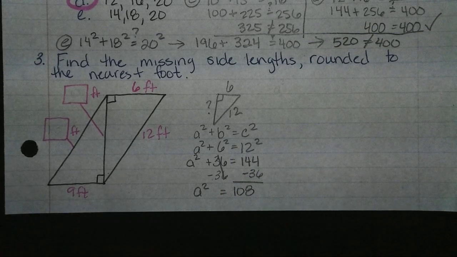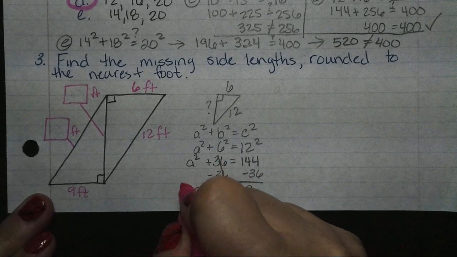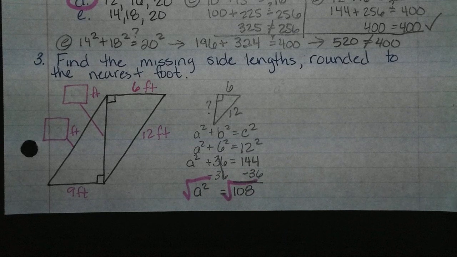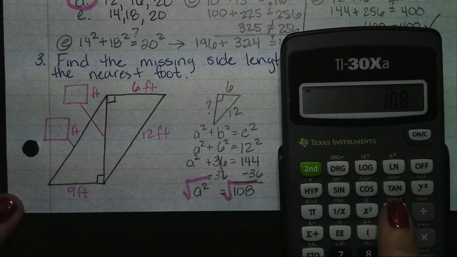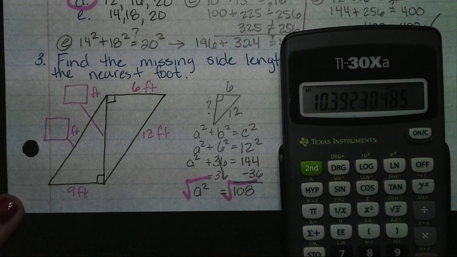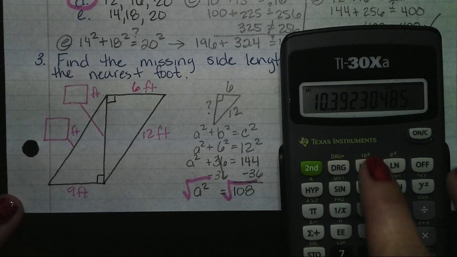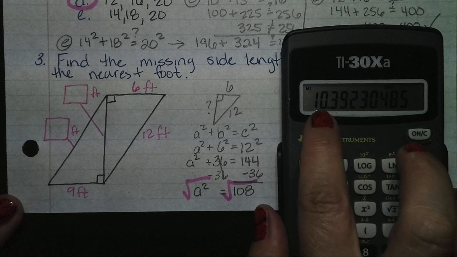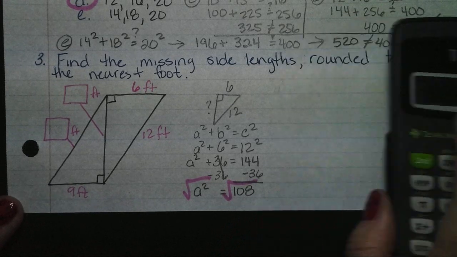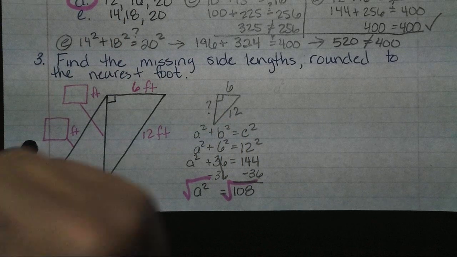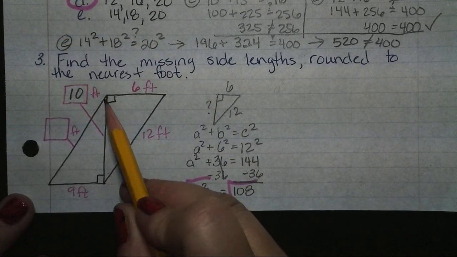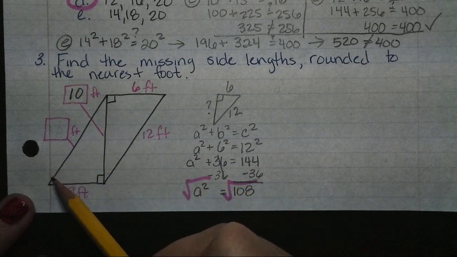All right, and now we have to find the square root. So take the square root of both sides. Remember it said round to the nearest foot. So we can take 108, hit the square root button, and we get 10.39. We look at the tenths place, the 3 is 4 or less, so we're going to let it rest. So it would be 10 feet, rounded to the nearest whole number. Now we know the measurement of this side length, and we can now find this one.